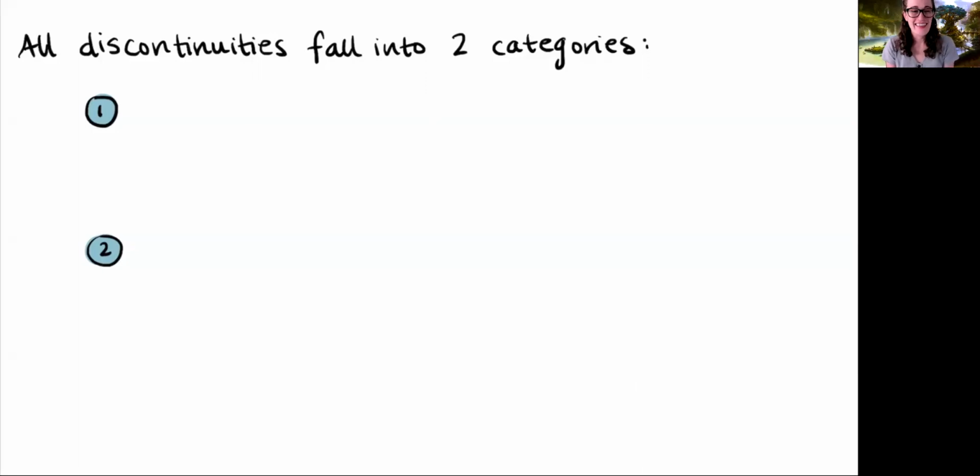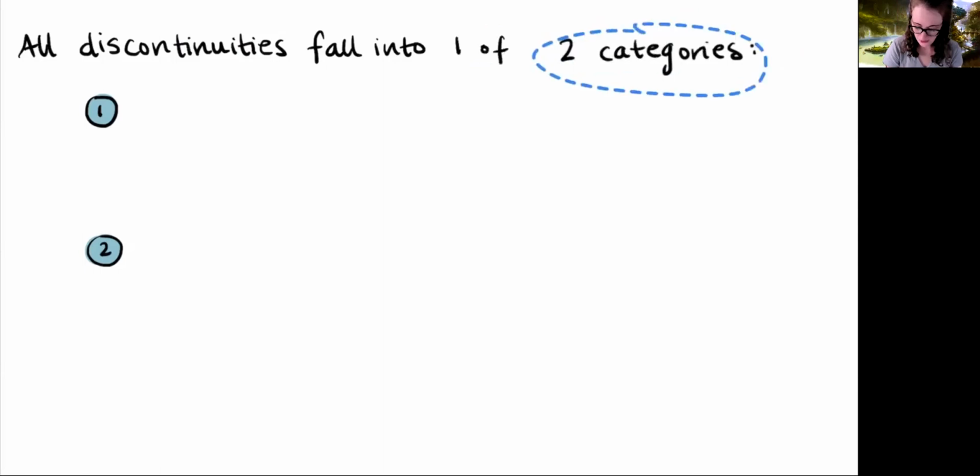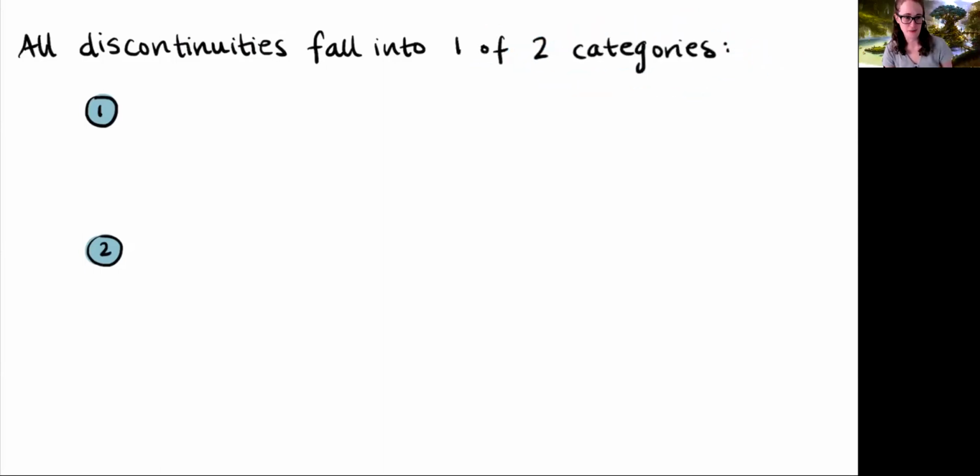Hi again. In this video, we are going to distinguish between two different kinds of discontinuities. They are called removable and non-removable. So those are the two categories that all discontinuities will fall into. I think I should be a little more specific here, actually. They don't fall into both. All discontinuities fall into one of these two categories, to be a little more precise about that. Okay, so the first kind, like I mentioned, is called removable.